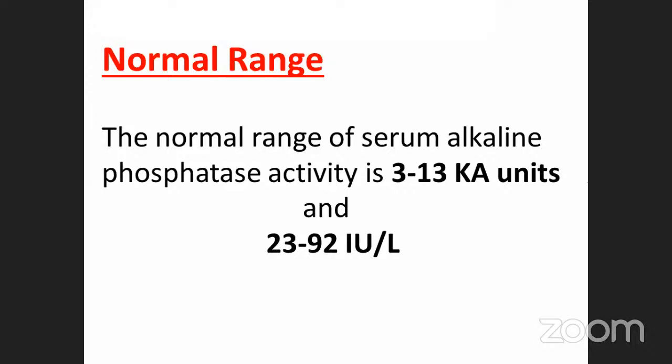This is the normal range. The normal range of the serum alkaline phosphatase activity is 3 to 13 King Armstrong units or 23 to 92 international units per liter. This part is completed in the enzyme topic. IU per liter. Okay. This is the normal range of the serum alkaline phosphatase activity. Then let's move to clinical conditions.